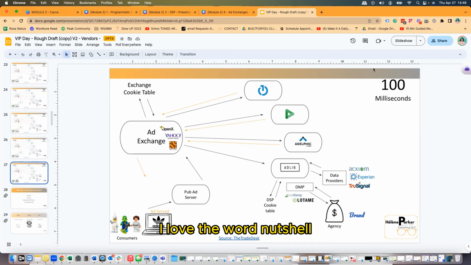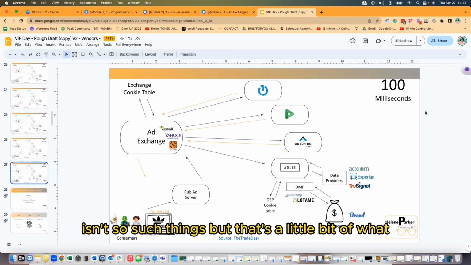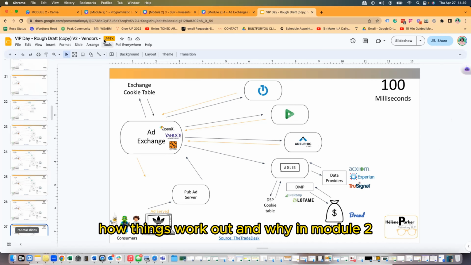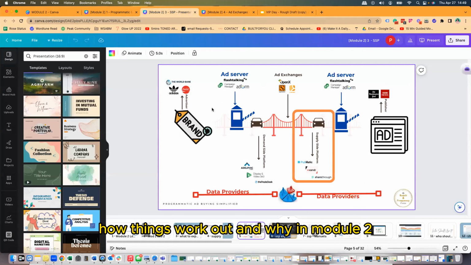I love the word nutshell. That's why it always cracks me up. I'm like, there's no such thing. But that's a little bit of how things work out, and why in module 2, it is so important to go through all of this at once and really learn the differences.